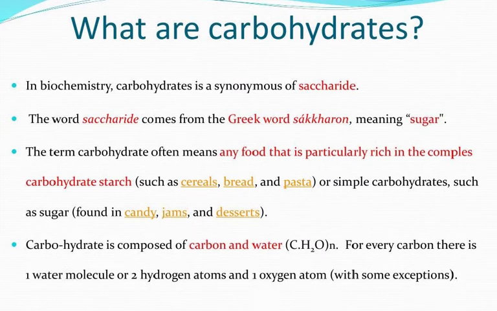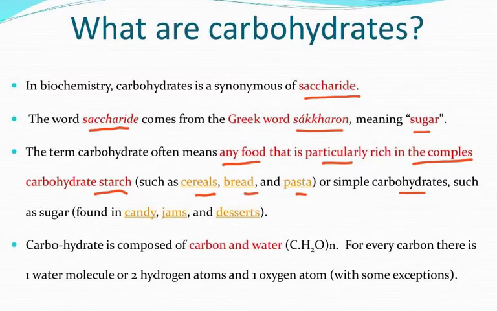Now, what are carbohydrates? In biochemistry, carbohydrate is synonymous with saccharide. The word saccharide comes from the Greek word saccharon, meaning sugar. The term carbohydrate often means any food that is particularly rich in the complex carbohydrate starch, such as cereals, bread, pasta, or simple carbohydrates such as sugar found in candy, jams, and desserts. Carbohydrate is composed of carbon and water. For every carbon, there is one water molecule, or two hydrogen atoms and one oxygen atom.